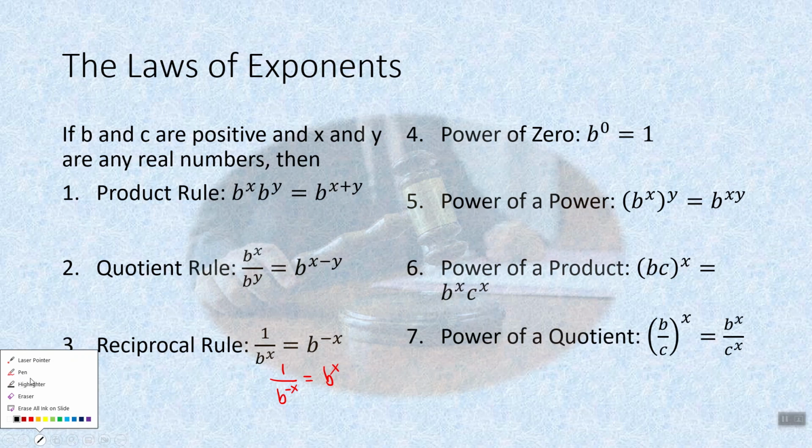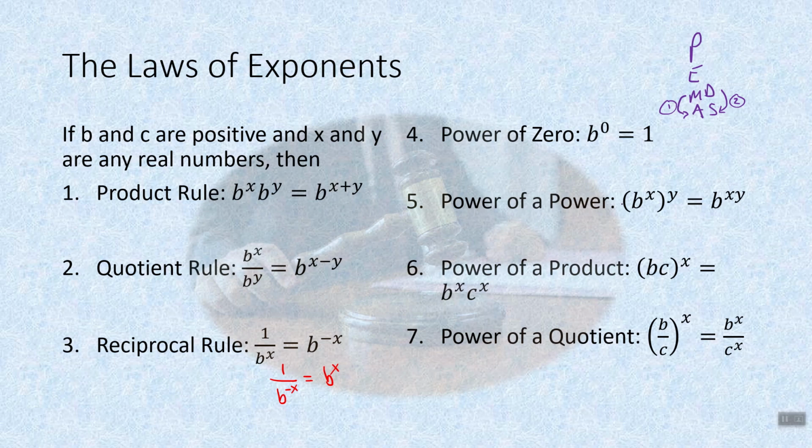Now, something to keep in mind here. I like to think of this using the order of operations. Property number 1 says that if you're multiplying two things, you'll add the exponents. The quotient rule says if we're dividing two things with the same base, always with the same base, we'll subtract the exponents. Number 5 says if we have an exponent raised to an exponent, we'll multiply.